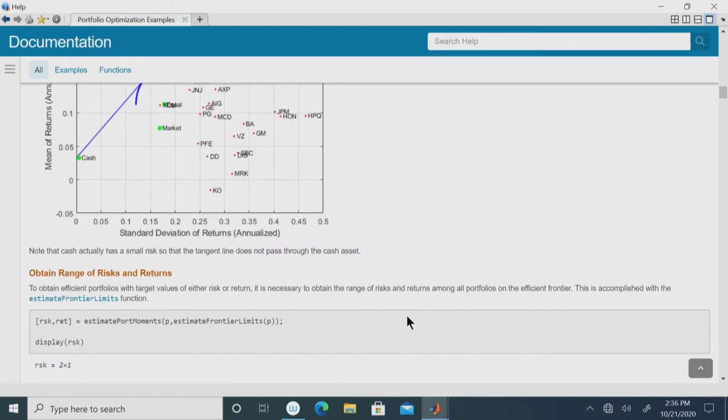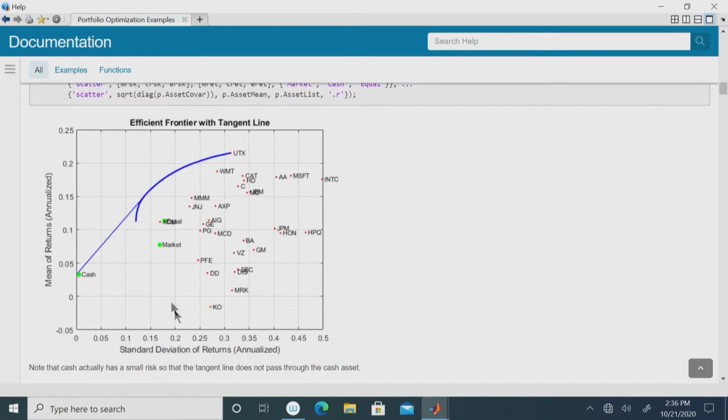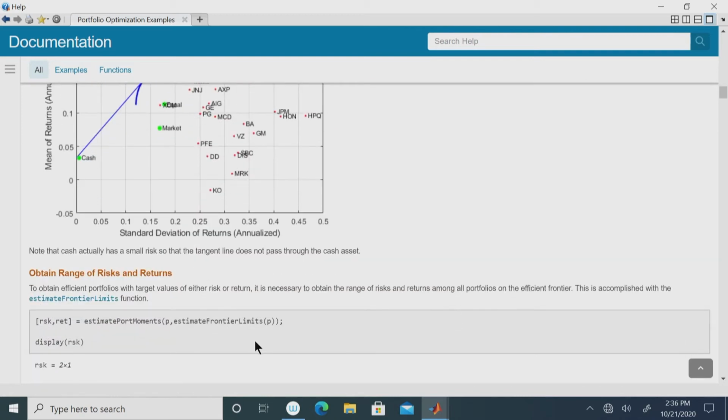Now that we have set up this mu sigma diagram for each of the individual assets along with these three assets, we have the efficient frontier as well as the tangent portfolio. We now want to obtain efficient portfolios with a pre-specified value of either risk or return. That means you want to figure out an efficient portfolio where you either pre-specify the level of risk that you are willing to take, or the return that you are expecting, and it is necessary to obtain the range of returns and risks amongst all the portfolios.